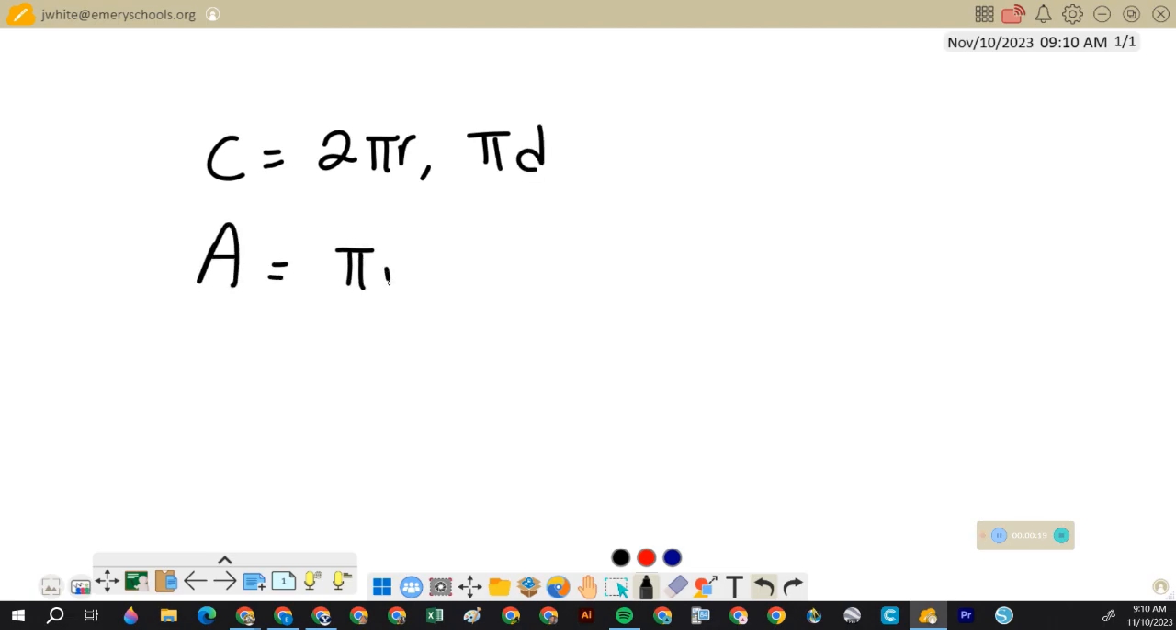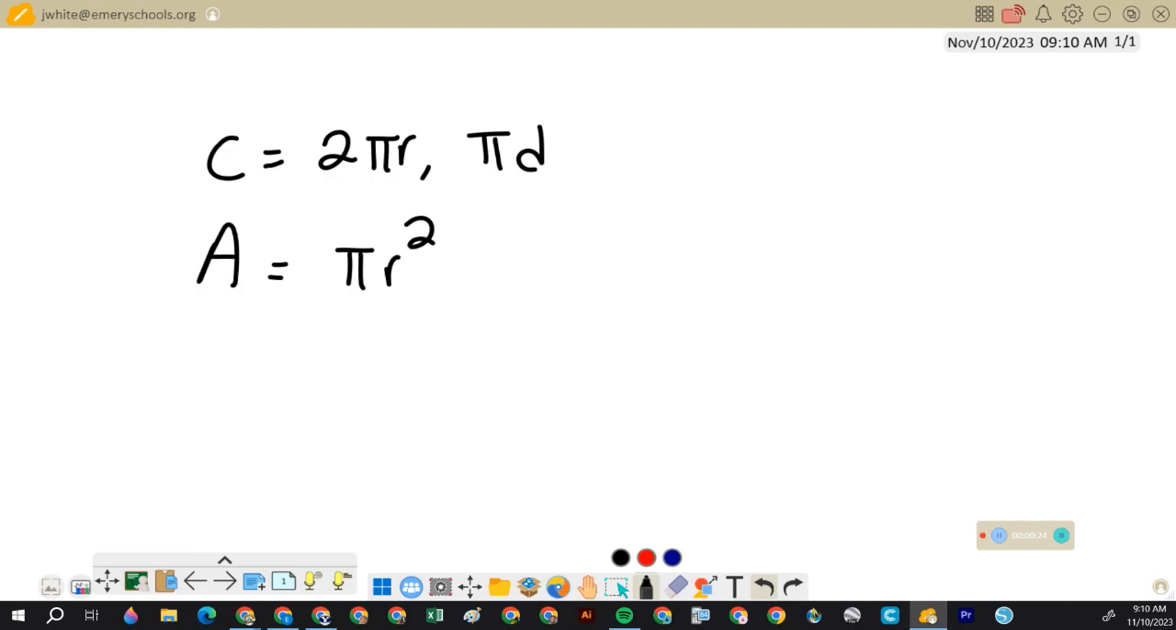6.3, we're going to deal with area of circles. So the circumference of a circle is 2 pi r or pi d. The area of a circle is pi r squared. How do you remember that?